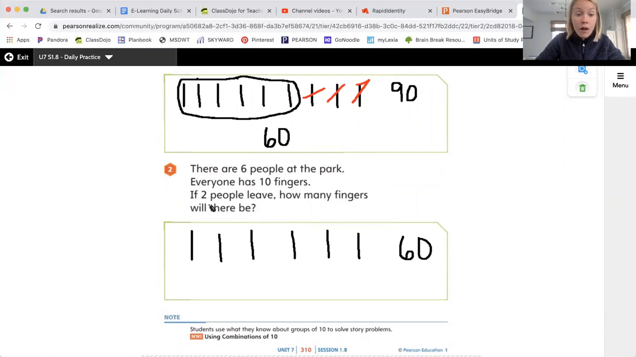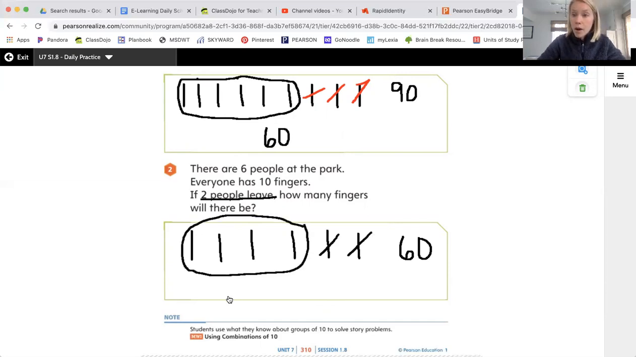Okay. Now it says if 2 people leave. 2 people leave. Okay. Bye. 2 people leave. How many fingers will there be? Okay, well, I see that these are 4 people. They're still at the park. These 4 people are still at the park, but I'm counting their fingers. So 10, 20, 30, 40. There are 40 fingers left.